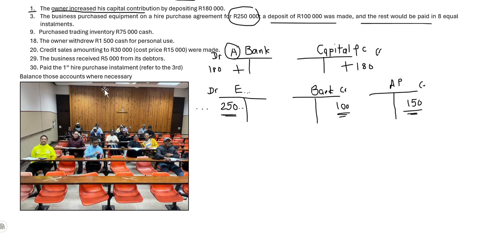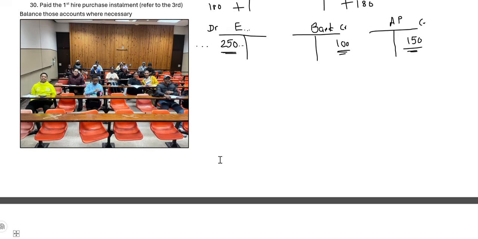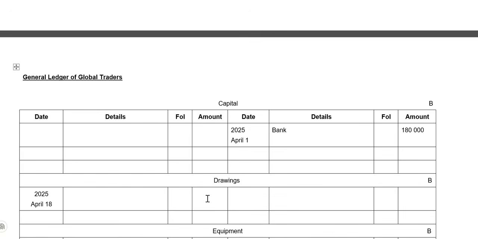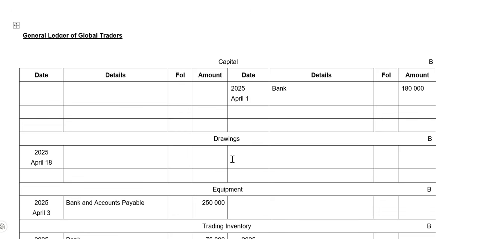It's a pity it doesn't scroll quicker. The owner withdrew 1,500 Rand cash for personal use. When the owner takes anything for personal use, the one account is drawings, and the owner took cash for 1,500. Where's the cash coming from? The business bank account in this case. So the two accounts, drawings. An increase in drawings gets debited. 1,500. It's typing slow. Oh, 15,000. 1,500. And the contra account is bank.